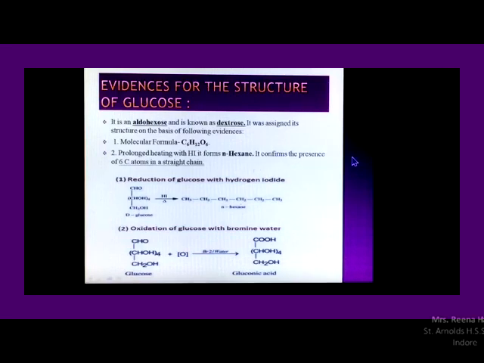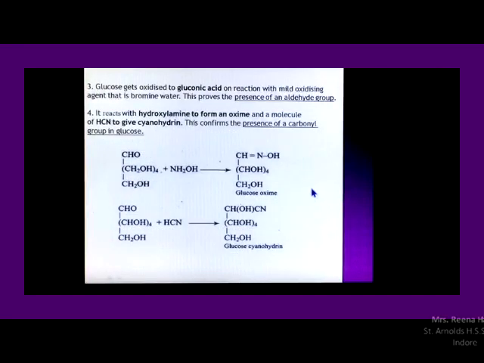This structure confirms the presence of 6 carbon atoms in a straight chain form. This can be represented as such: glucose on heating with HI forms a straight chain compound of 6 carbon atoms. Further, it was treated with the mild oxidizing agent bromine water. On oxidation with bromine water, you can see the aldehydic group converts into carboxylic and it forms the product gluconic acid. This confirms the presence of an aldehydic group in it.